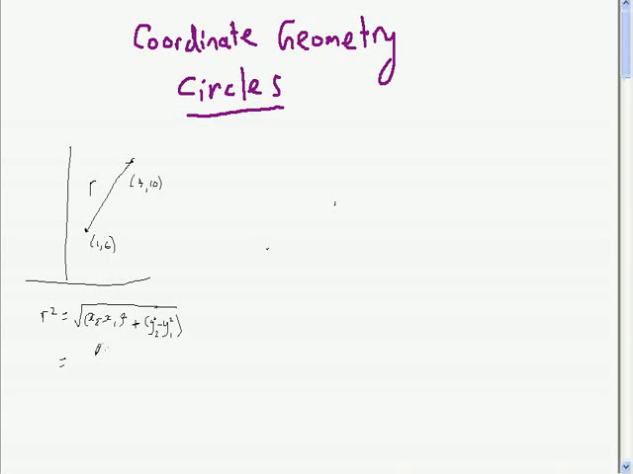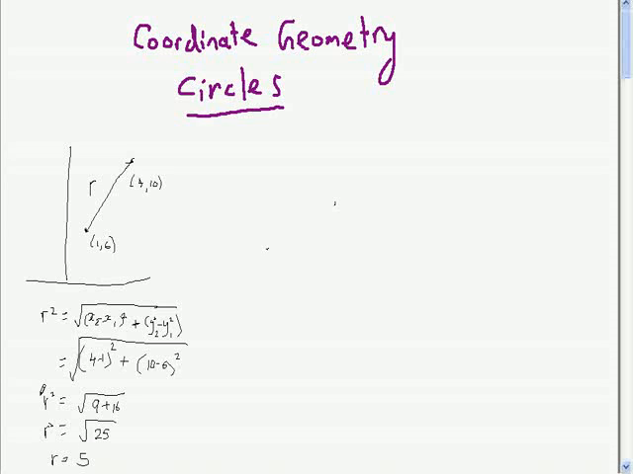So the difference between the x coordinates is 4 minus 1, that whole thing squared, and the difference in the y coordinates is 10 minus 6, that whole thing squared. 4 minus 1 is 3, 3 squared is 9. 10 minus 6 is 4, 4 squared is 16. 9 plus 16 is 25, so r squared is 25, therefore r is equal to 5. You need to be very thorough with this to work out the length of a line.